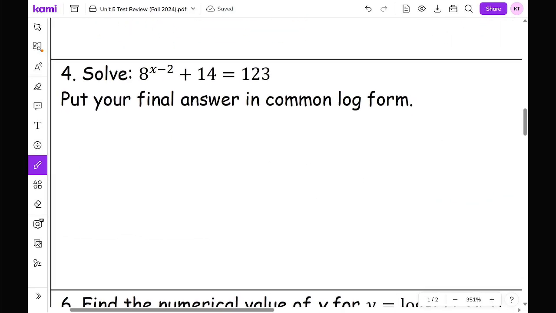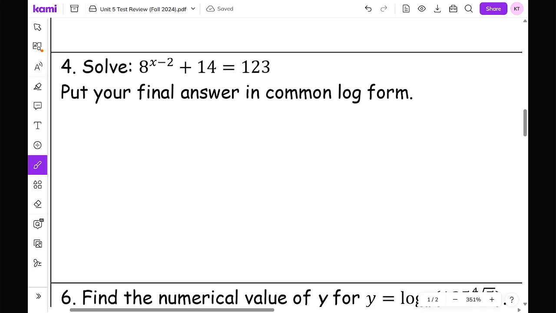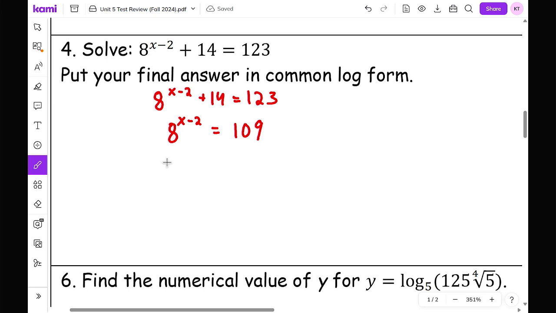Number 4 here, we're just solving an exponential equation, and we're going to put our final answer in common log form. So I'll just rewrite that first. 8 to the power of x minus 2 plus 14 is equal to 123. I subtract 14 from both sides, so 8 to the power of x minus 2 is going to equal 109. So now that I have this, I'm going to convert this to log form. That will give me log base 8 of 109 is going to equal x minus 2.